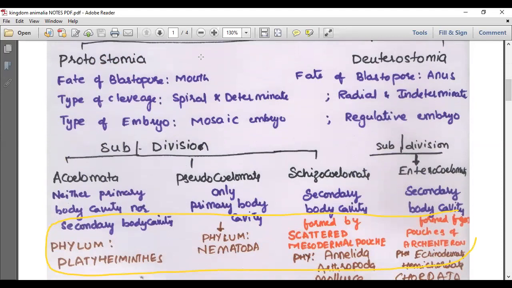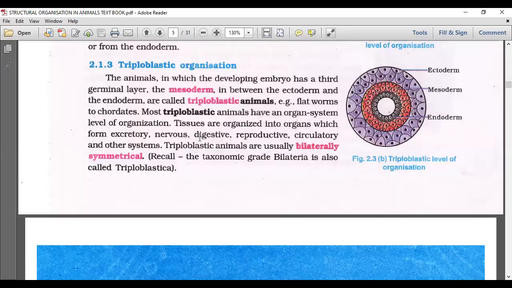Okay, so now let's go to the text. We'll find and check there. Triploblastic organization: the animals in which the developing embryo has a third germinal layer, the mesoderm, in between the ectoderm and endoderm, are called triploblastic animals. Example, flatworms to chordates. What is flatworm? Phylum Platyhelminthes, to Chordata.